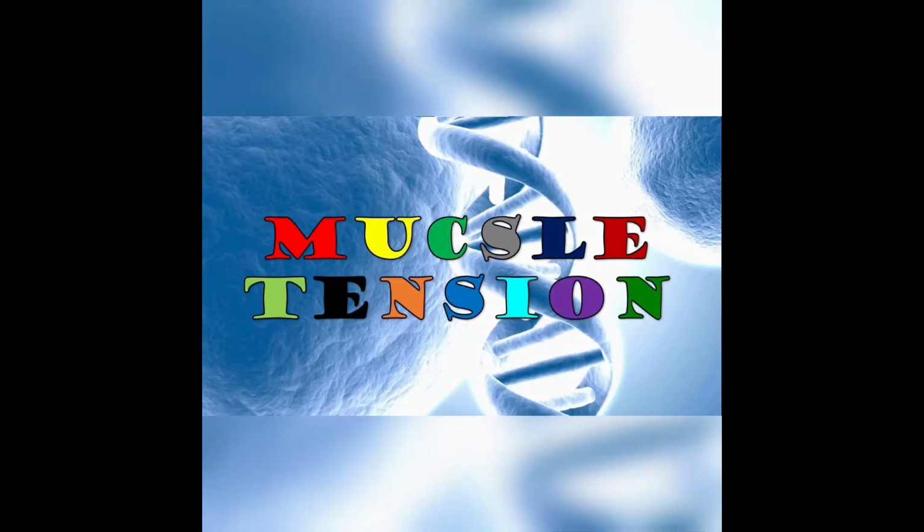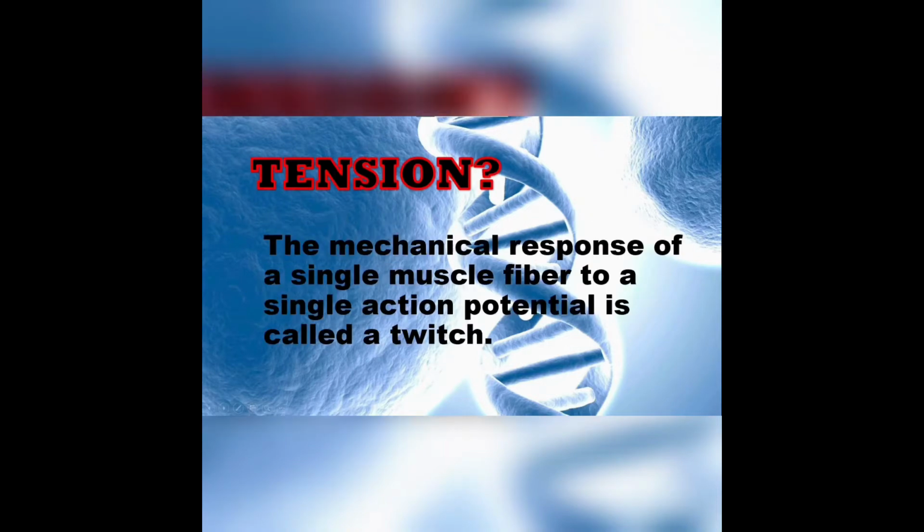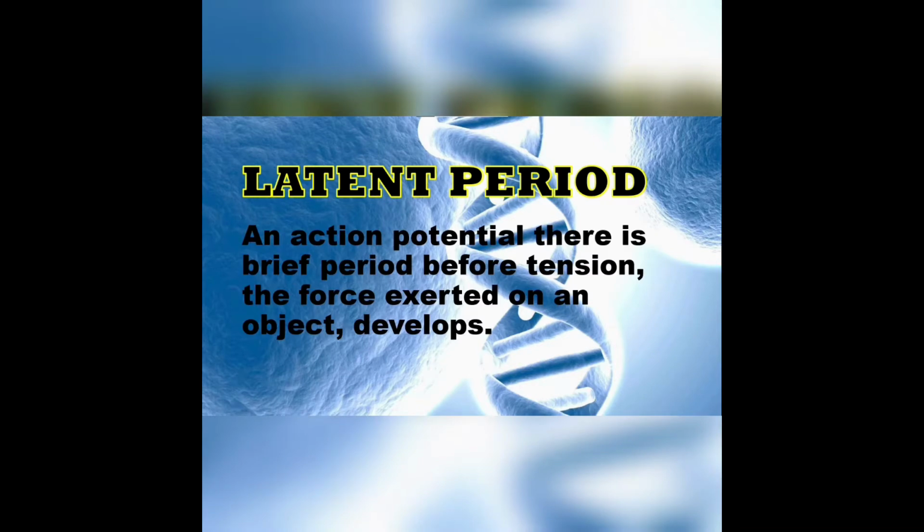Next, I would like to present about muscle tension. What is tension? Tension is the mechanical response of a single muscle fiber to a single action potential. It's called a twitch. Latent period. The latent period is the brief period after an action potential before tension, the force exerted on an object, develops.